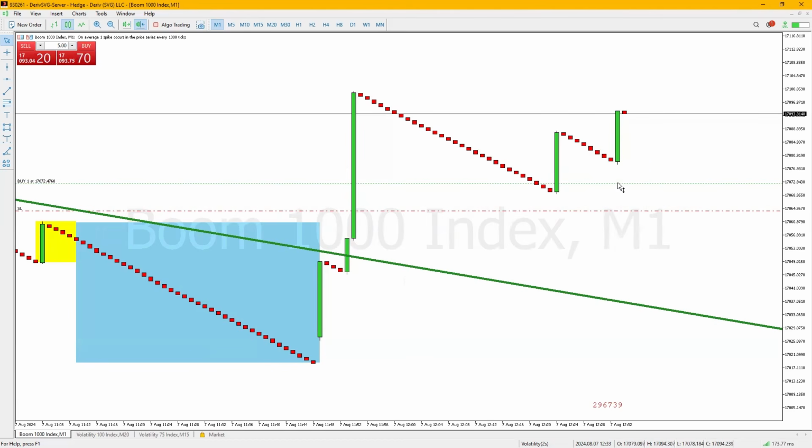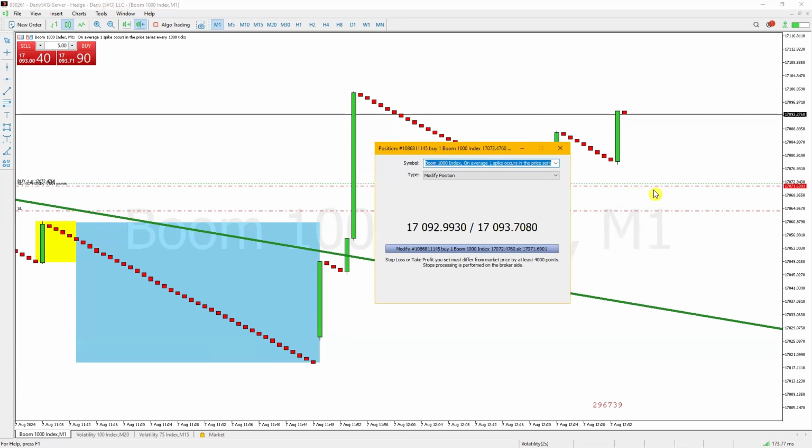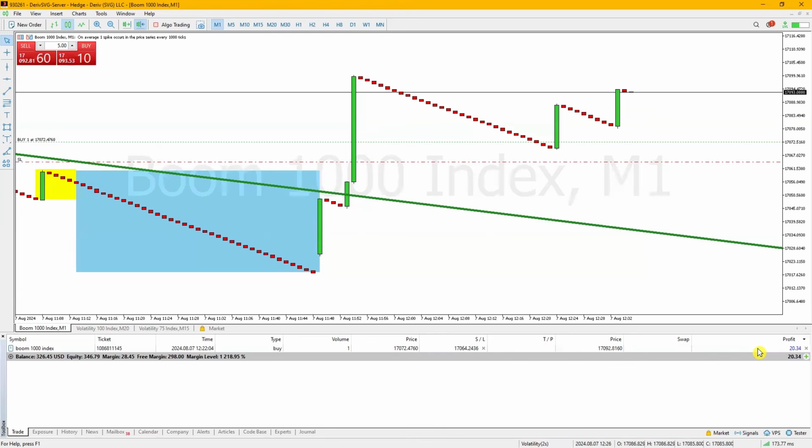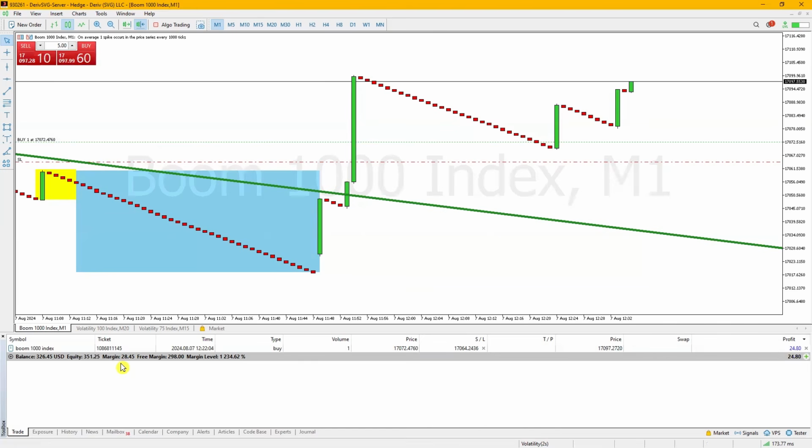So how much is that? It's probably $21, right? $20. Let's just quickly look at that. Yeah, it's $20 now. If this account was very tiny, how much did we actually use? The margin requirement is quite huge. It's 28.45. That's what we've used to take this trade.